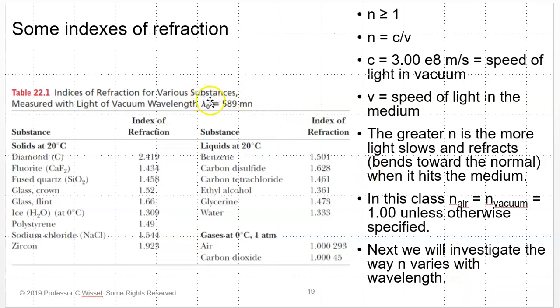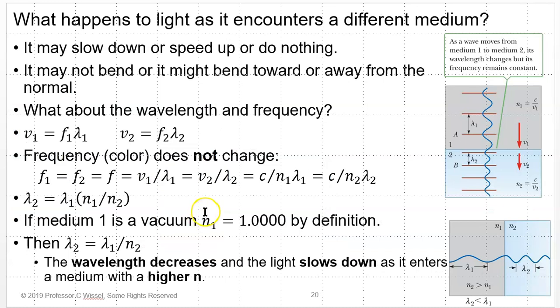Now notice they say this is a wavelength here at 589 nanometers. That's yellow light. Okay, so all of these are just for that light. Now, in reality, most of the time you don't have to worry too much about that, but it's actually kind of important and it's kind of cool too. Okay, now what happens to light when it encounters a different medium? It may slow down, speed up, or do nothing. It may or may not bend toward or away from the normal.